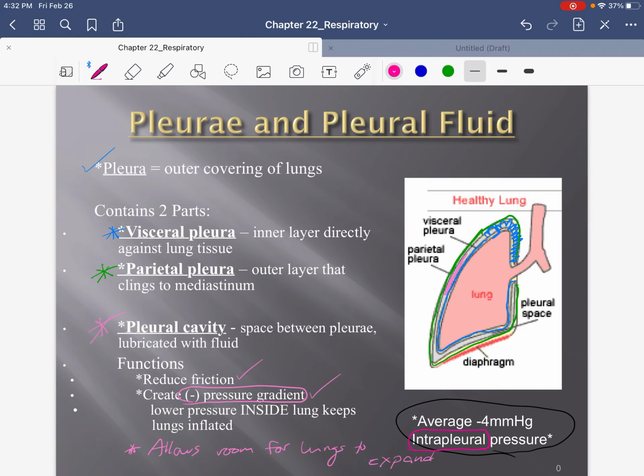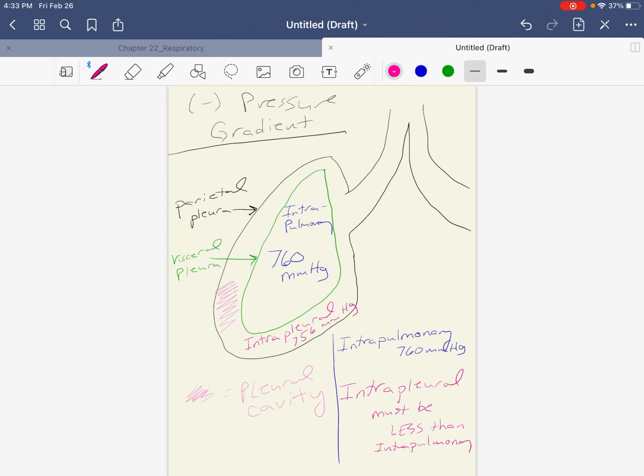At rest, it's usually 4 millimeters of mercury less. That's why I chose these numbers. So this is an example of at rest, when we're not necessarily breathing hard or exercising or stressed. If our intrapulmonary pressure, the pressure of all the air filling the lungs, is 760 millimeters of mercury, then our intrapleural pressure is probably going to be 756 millimeters of mercury. 4 millimeters of mercury less.